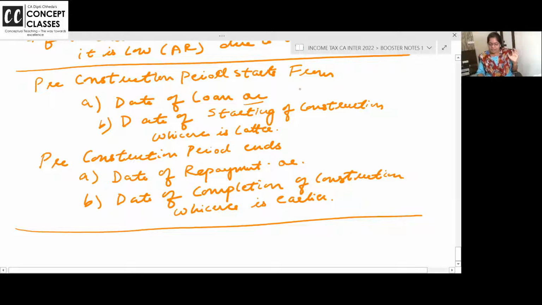Pre-construction period starts from the date of the loan or date of starting of construction, whichever is later. And pre-construction period ends on repayment of loan or date of construction completed, whichever is earlier.